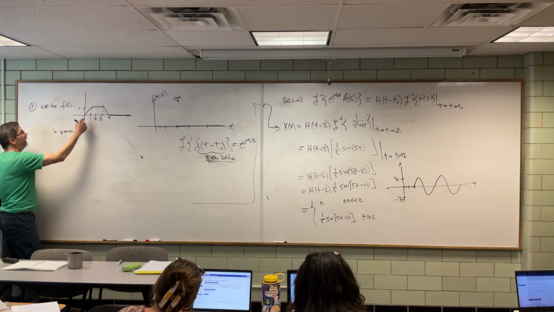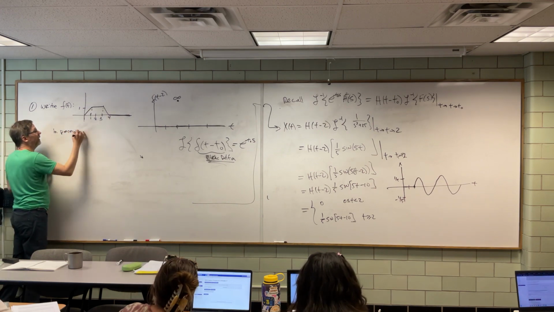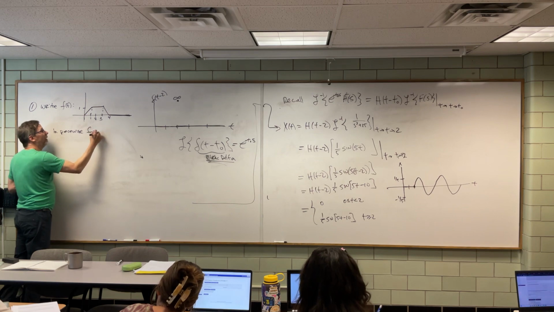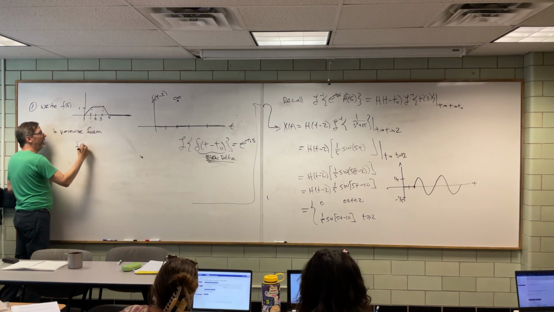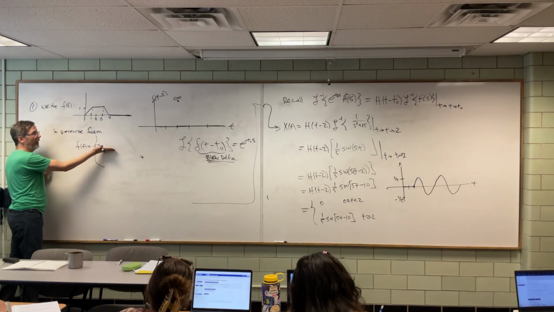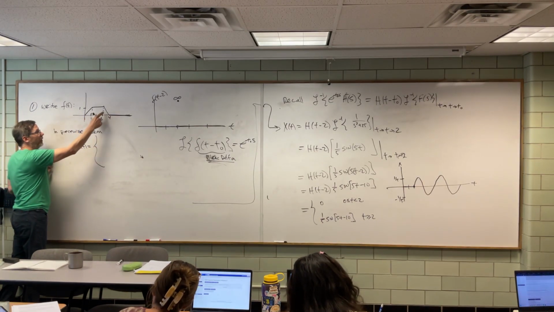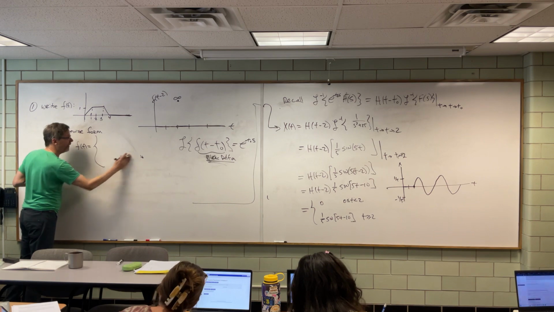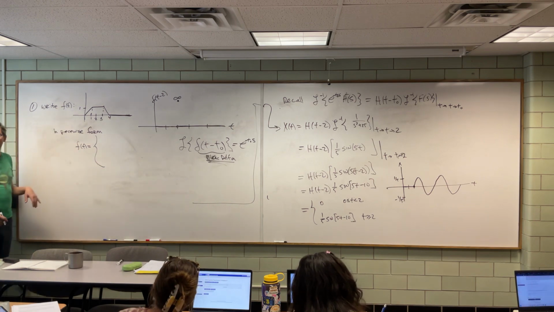So that means you need to get the equations of these line segments. So f of t equals, and you'll have 1, 2, 3, 4 different pieces of definition you need.